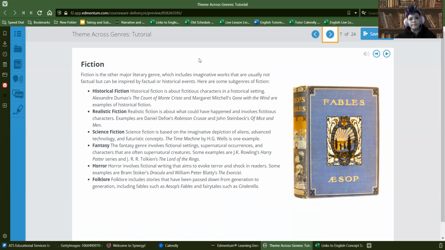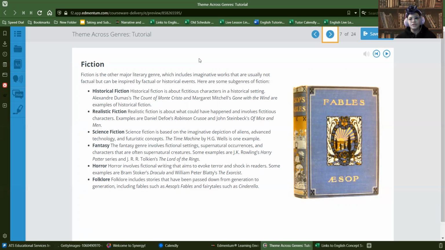Fantasy is the next one. It involves fictional settings. So that's basically made up settings. Supernatural occurrences. So that's like magic or sometimes magic mixed with science that's off the rails. And of course, they give you Harry Potter as an example and Lord of the Rings. Those are the two biggest ones. We have lots of elves, dwarves, magic, magic swords, dragons, all those kind of things. Next is science fiction.